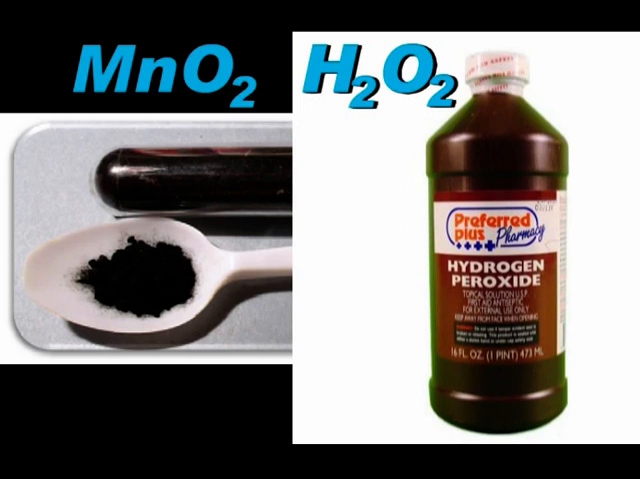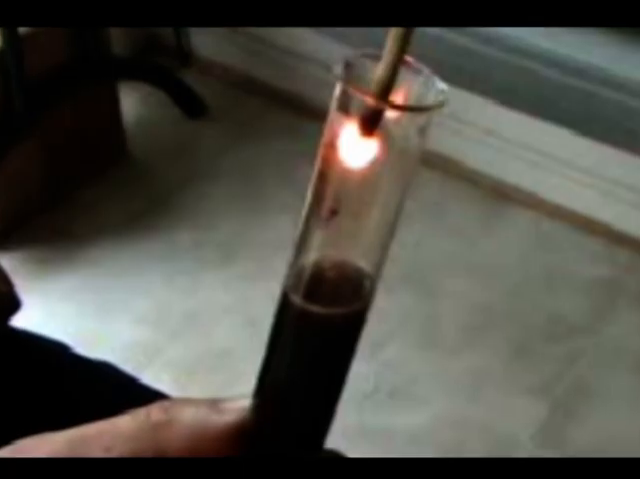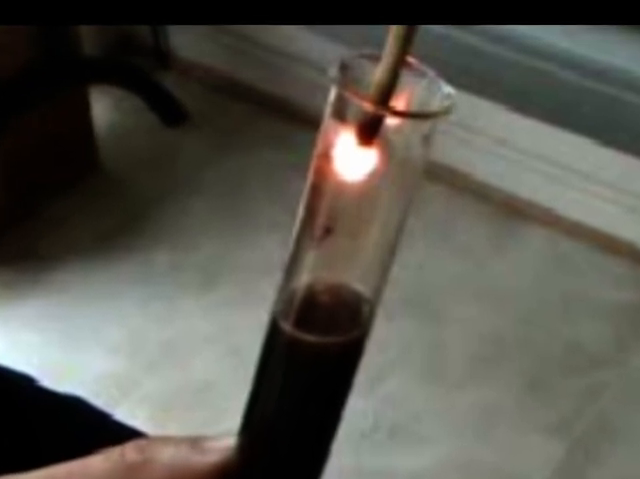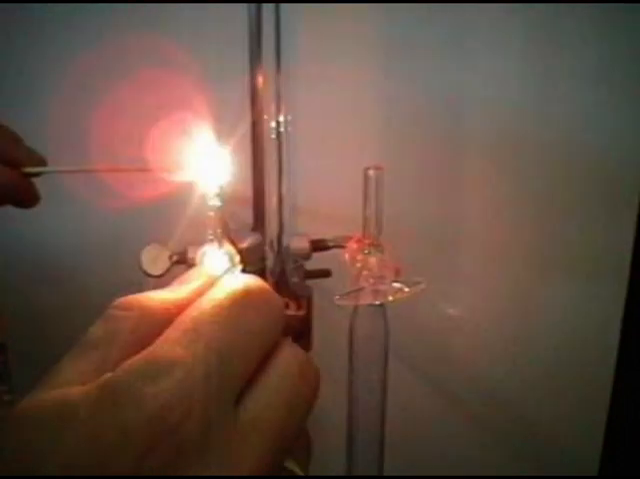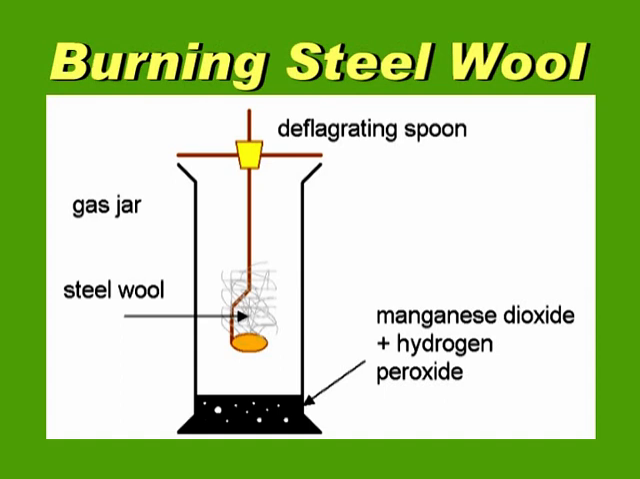In the laboratory, we can make oxygen by reacting oxygen-rich hydrogen peroxide with a catalyst, manganese dioxide. If you do this, wear goggles. Test for oxygen by holding a glowing splint in the gas. It will rekindle. In a gas jar, you might like to try freshly lit steel wool using tongs or a deflagrating spoon. Again, wear goggles.